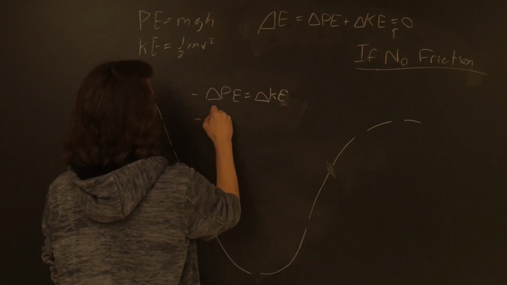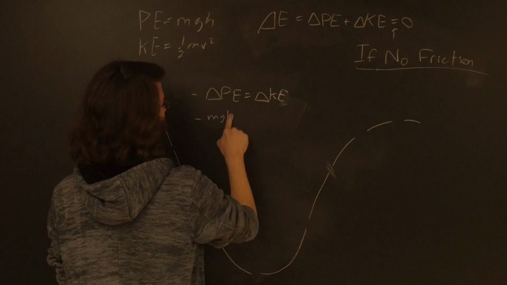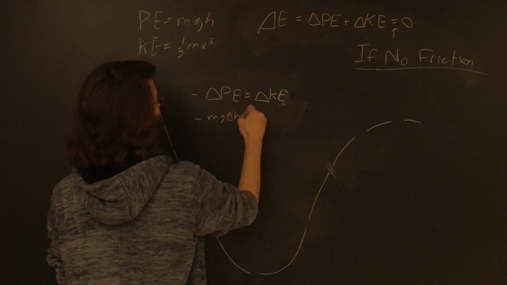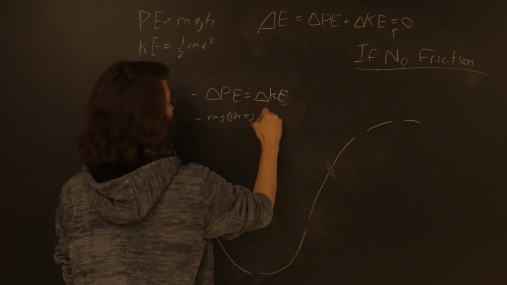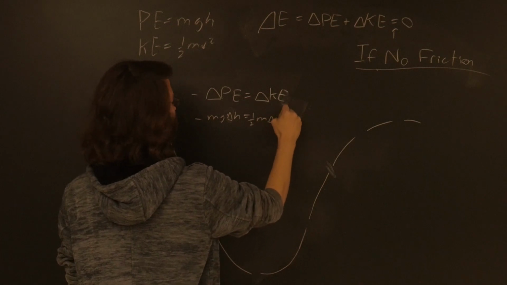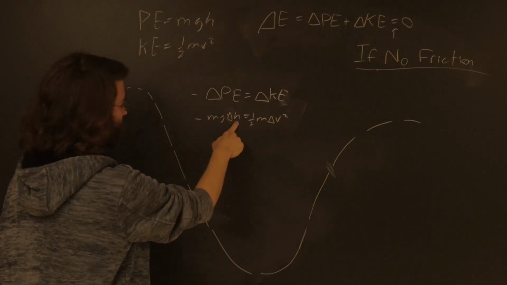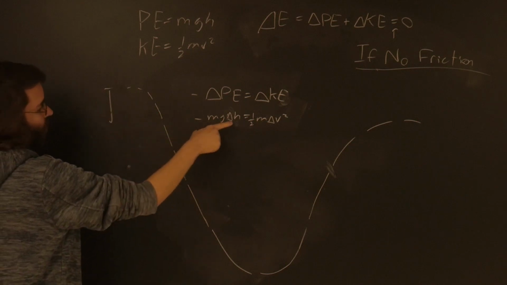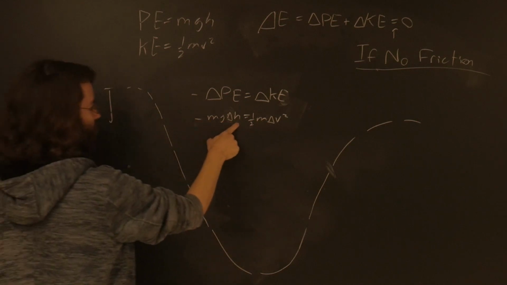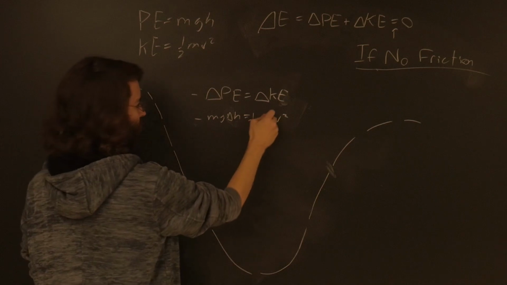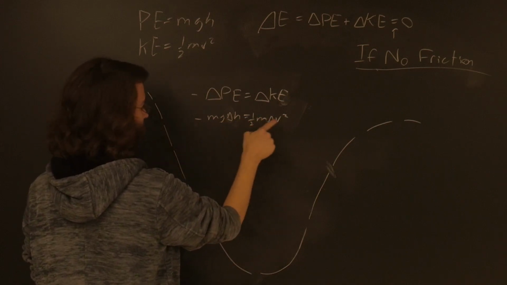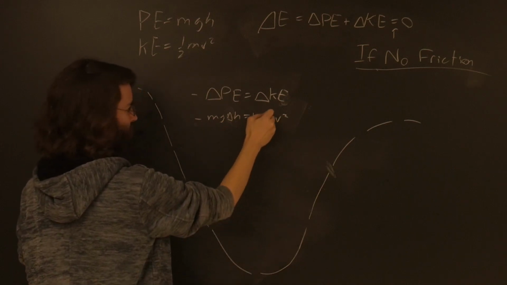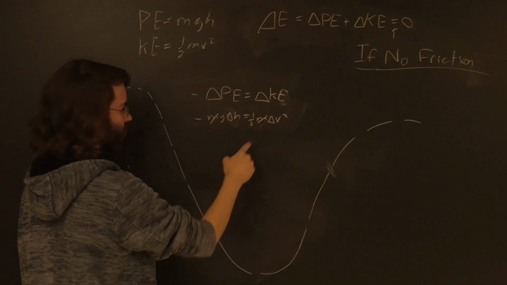And so we have negative mgh delta h equals 1/2 m delta v squared. So the delta h is this here. Delta h is going to be negative, and this minus sign makes it positive. That's important because we're going to be taking a square root here. But before that, we cancel out the mass. So immediately the mass cancels out.